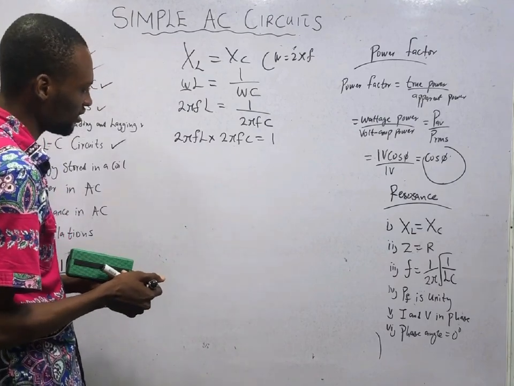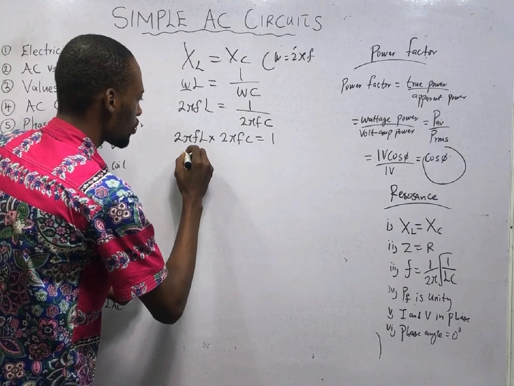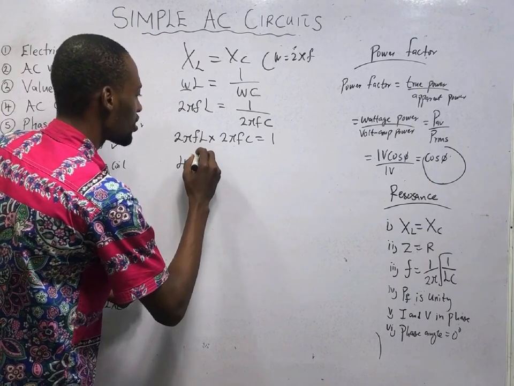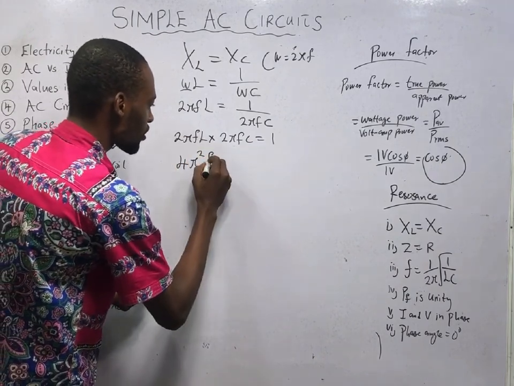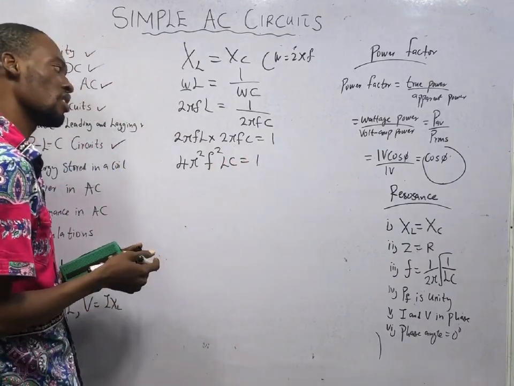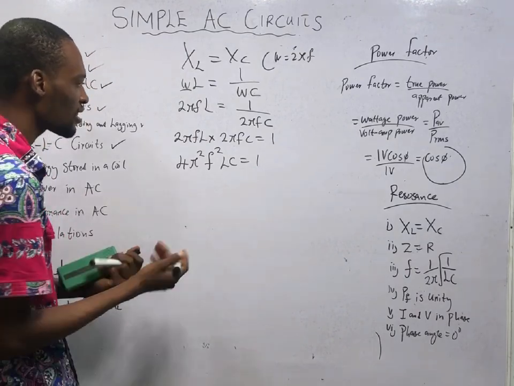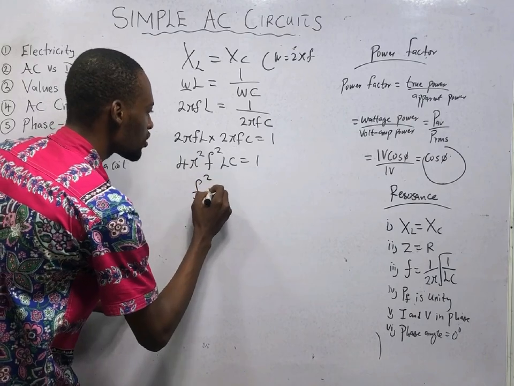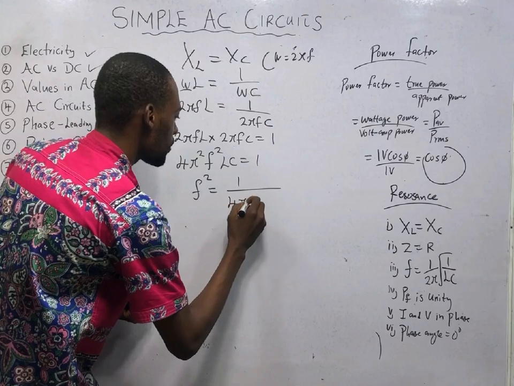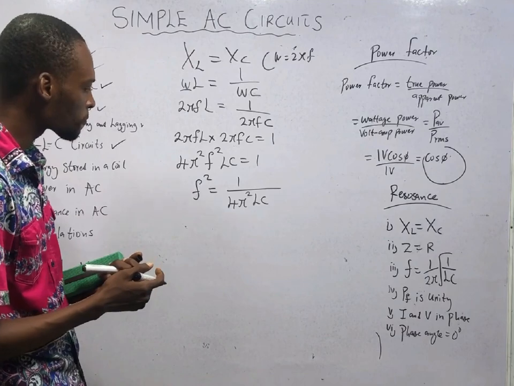What else do you see there? This is the same thing as 2 times 2 is 4, 4π² f² LC is equal to 1. I think this makes a lot of sense to me. Now, this is the same thing as f² is equal to 1 over 4π²LC. I think it makes sense to me.